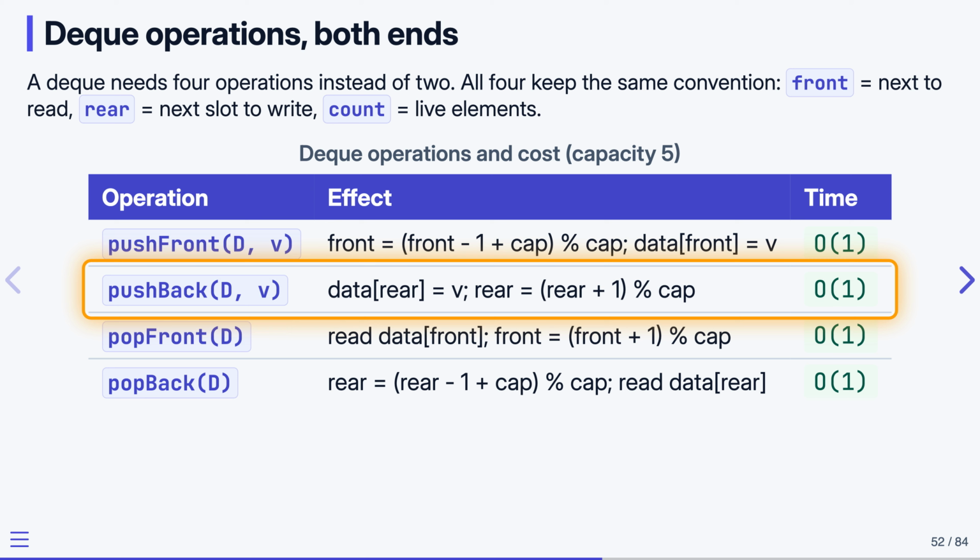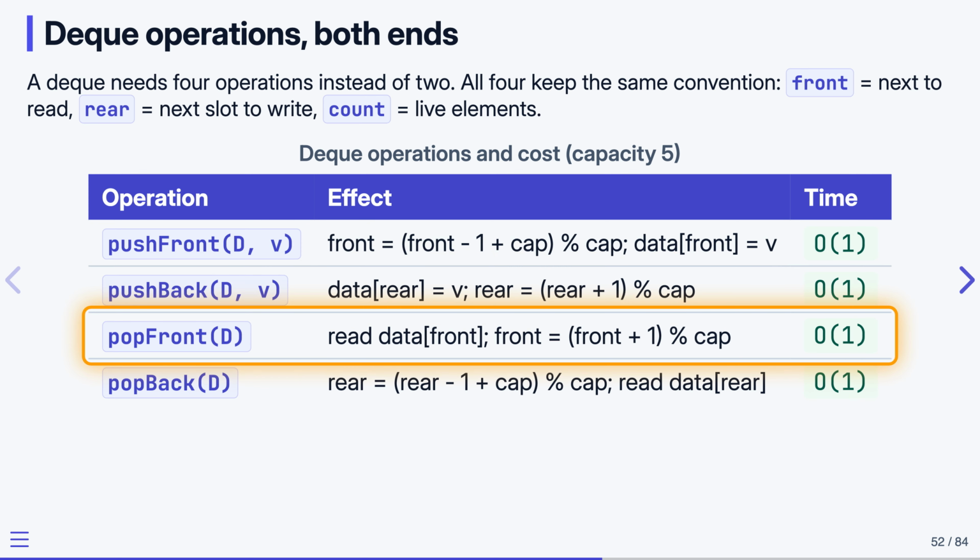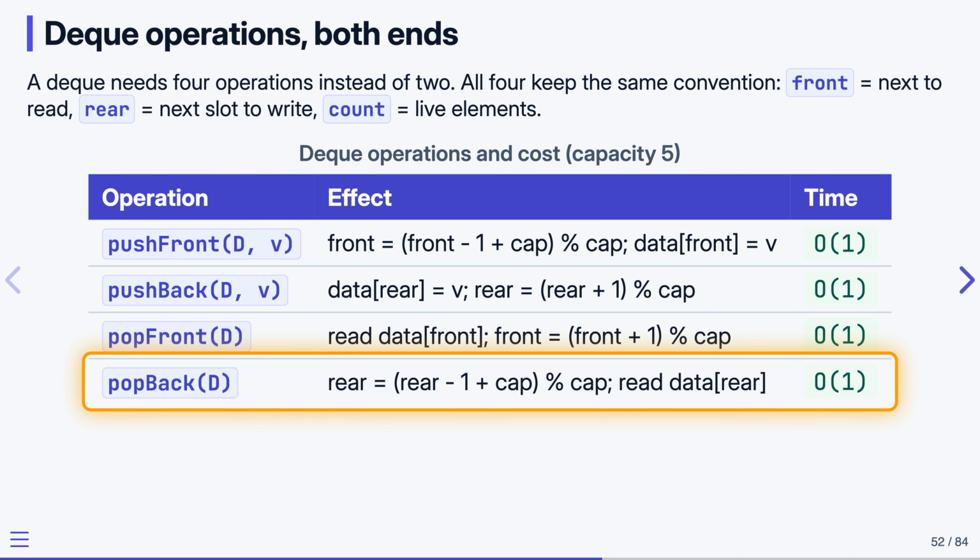Push back. We write it at rear first, then advance rear. Rear becomes rear plus 1 mod capacity, also big O of 1. Pop front. We read the value at front, then advance front, front plus 1 mod capacity. Pop back. We move rear back first. Rear minus 1 plus capacity, mod capacity, then read the value there.